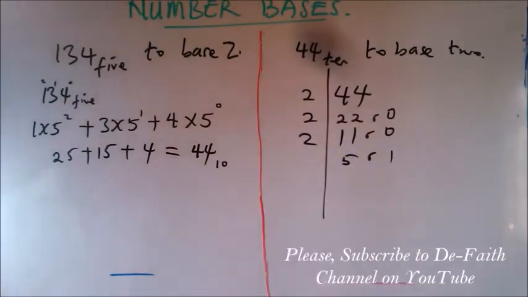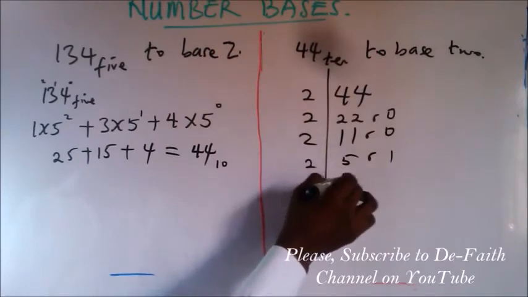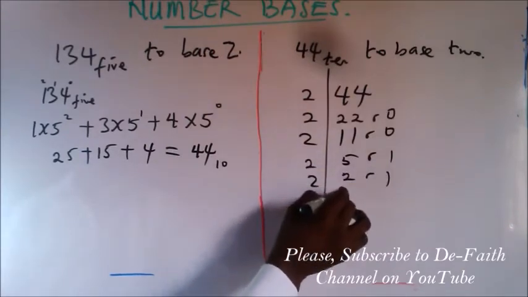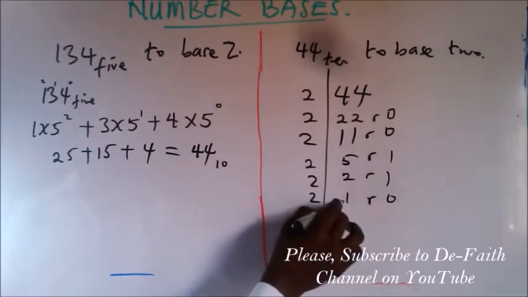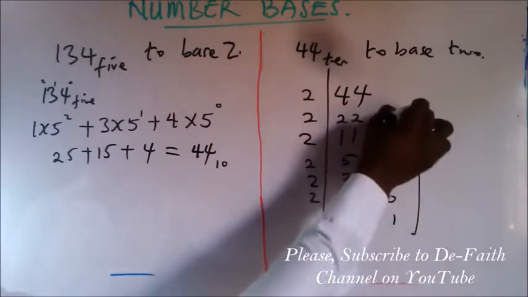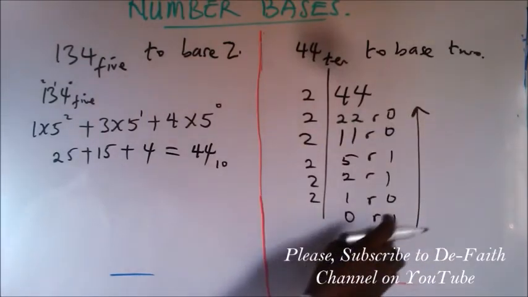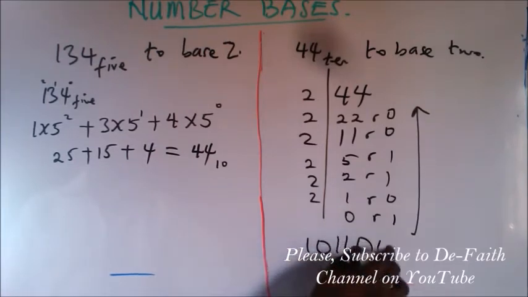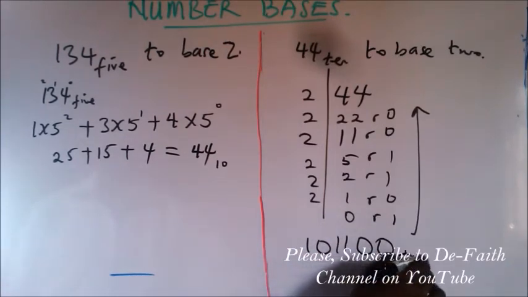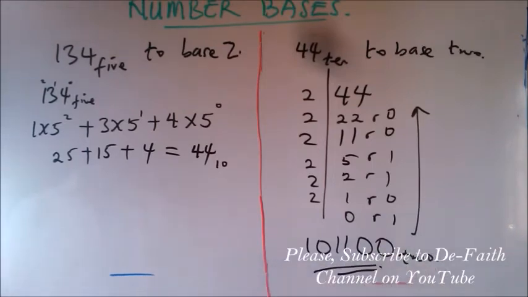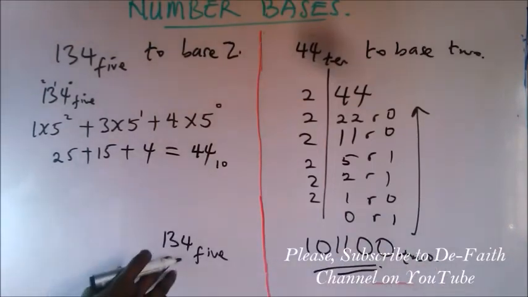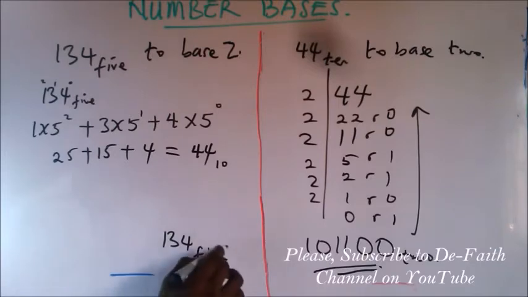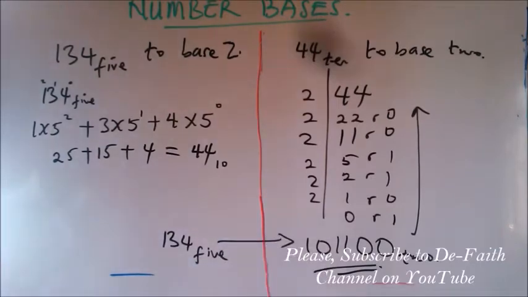Then remainder of 1. 2 into 5 is 2, remainder 1. 2 into 2 is 1, remainder 0. 2 into 1 is 0, remainder 1. So we take our numbers from down. So we have it as 1, 0, 1, 1, 0, 0, base 2. So we have converted from base 5, that's 134 base 5, to base 2.